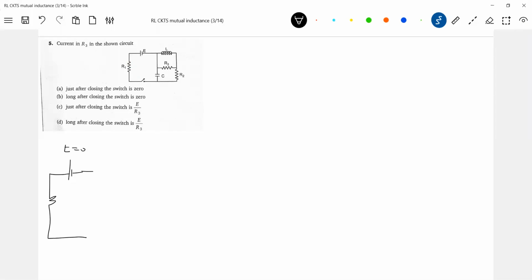So just after closing, wherever an inductor is there, I'll replace it with an open circuit. Then there's a resistor R3. The capacitor should be a short circuit. Then this is a resistor R2 and this is R1.